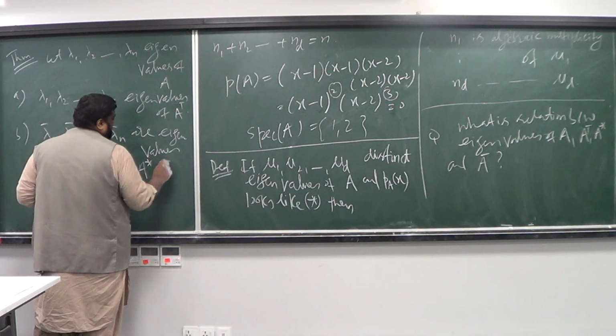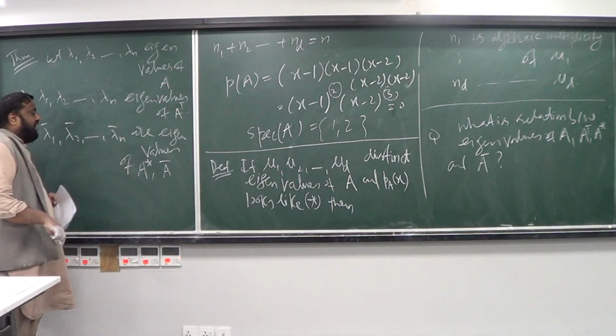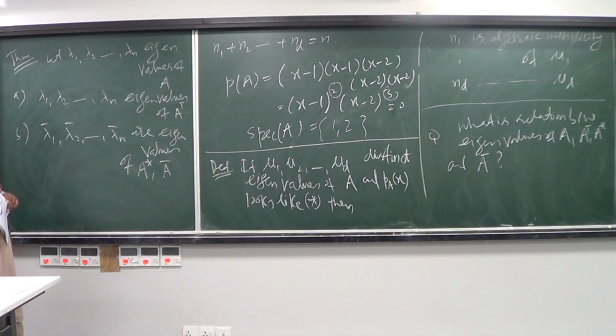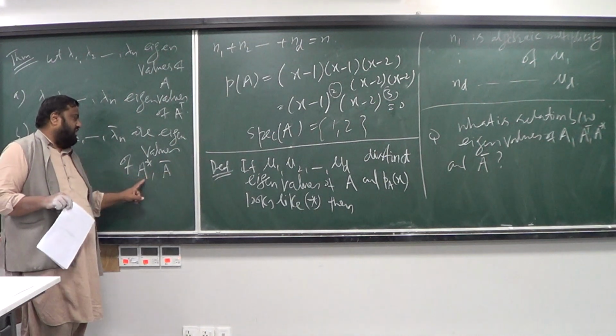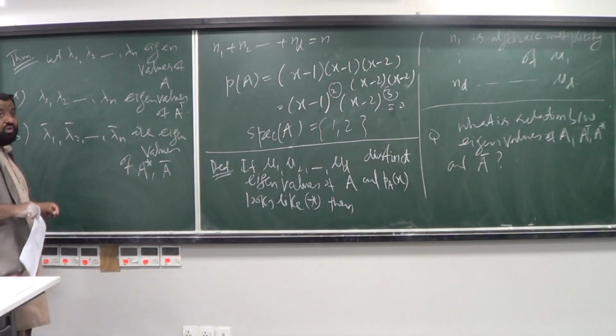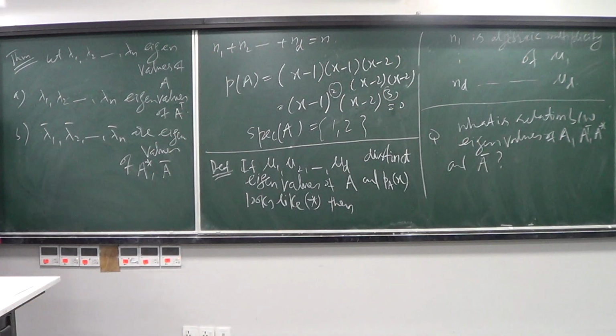In other words, if you have the eigenvalues of A, then what are the eigenvalues of its conjugate or its conjugate transpose? Simply take the conjugates of the eigenvalues of A, and those would be the eigenvalues of A conjugate and A conjugate transpose.